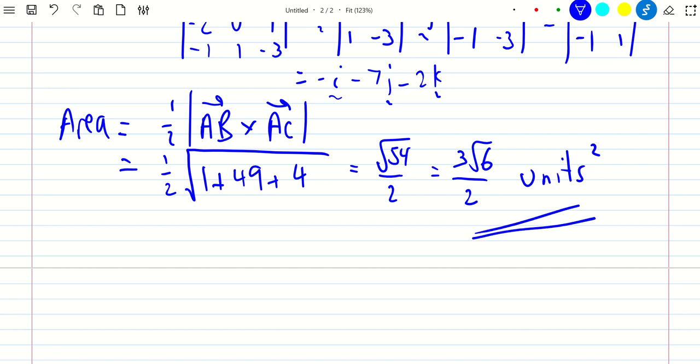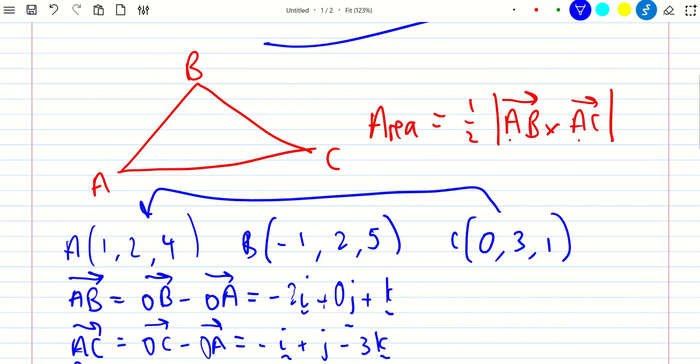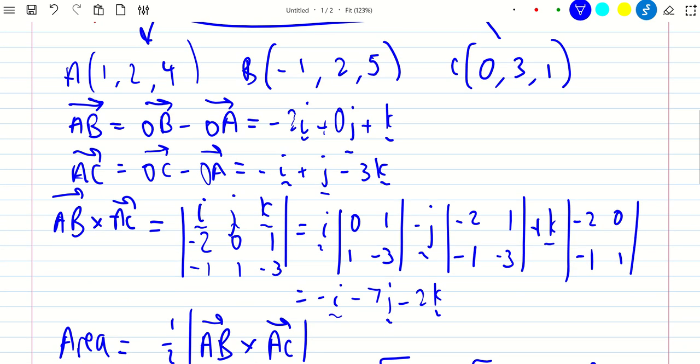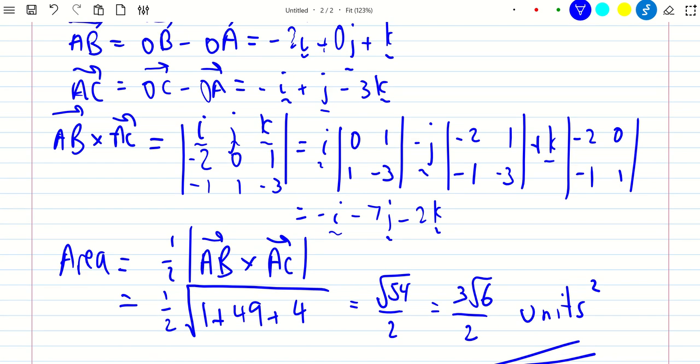So that's how we would find the area of a triangle from three-dimensional points using the cross product, which is a nice little handy formula. Hope that makes sense. We'll see you in the next video.